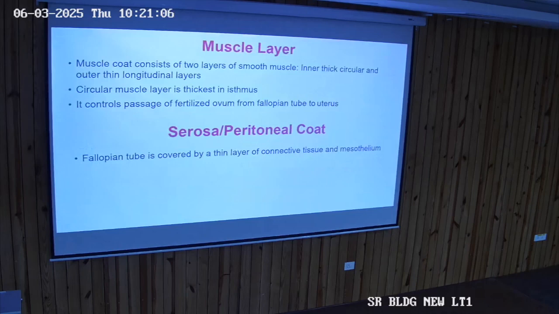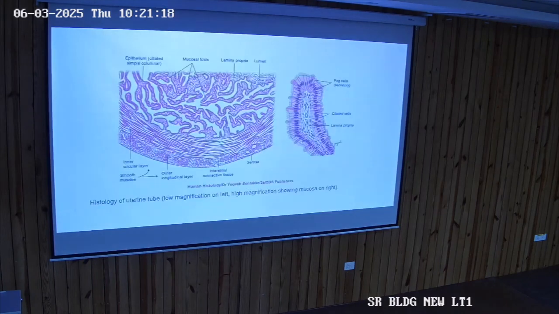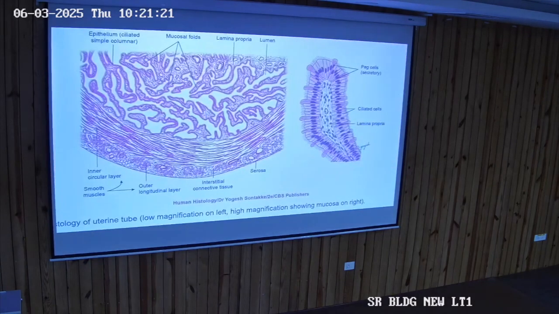Then the muscle layer consists of the circular coat and the longitudinal coat. Serosa is covered by the outermost peritoneum, which is connective tissue, and the mesothelium. So you can easily identify in this picture the mucosal folds, the muscle layers and the serosa. So it is a very easy slide to identify the fallopian tube.